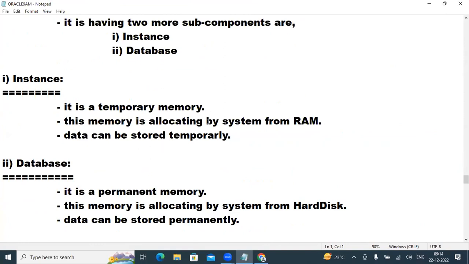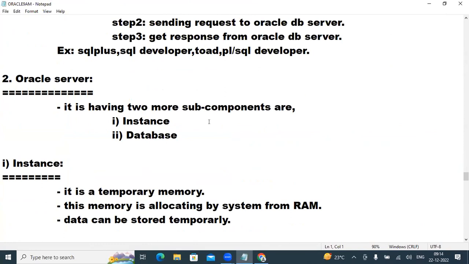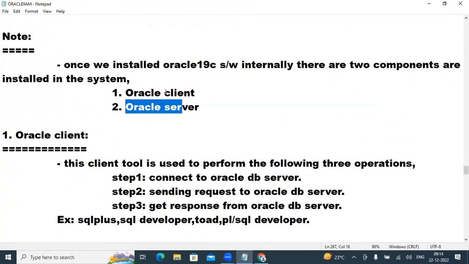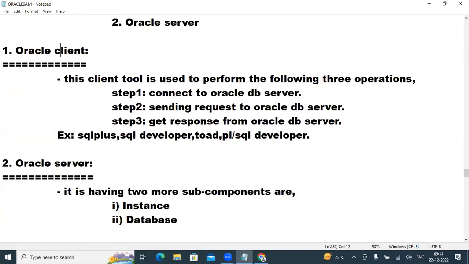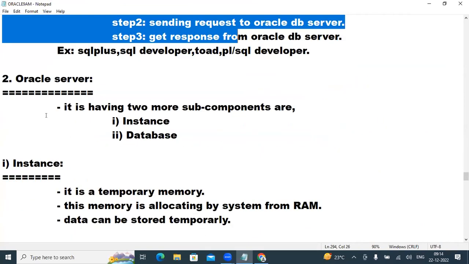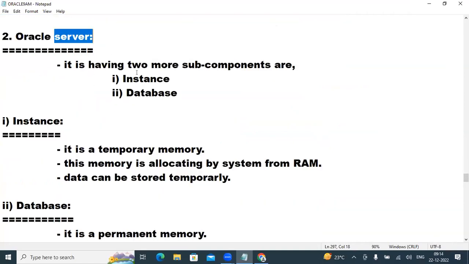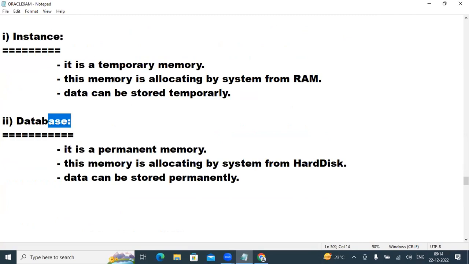So yesterday, the installation process, and after that, after installation, we discussed internally the two components, client and server, what the client role is, what we can do with clients, and what the server role is. In this server, we said there are again two components, instance and database, and what an instance is, what a database is, and how these memories are used in Oracle. So that we discussed here.